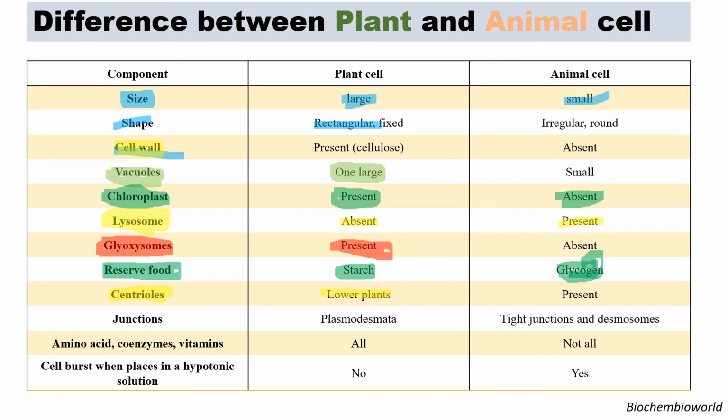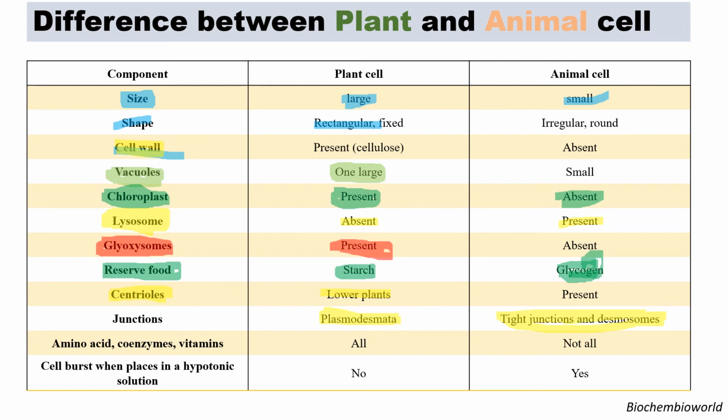Next comes the junctions. Two plant cells are connected with plasmodesmata. They talk with each other with the help of a component, or we can say a constituent, which is termed plasmodesmata. Talking about animal cells, there are tight junctions and desmosomes. Two animal cells will join with the help of these tight junctions or desmosomes.